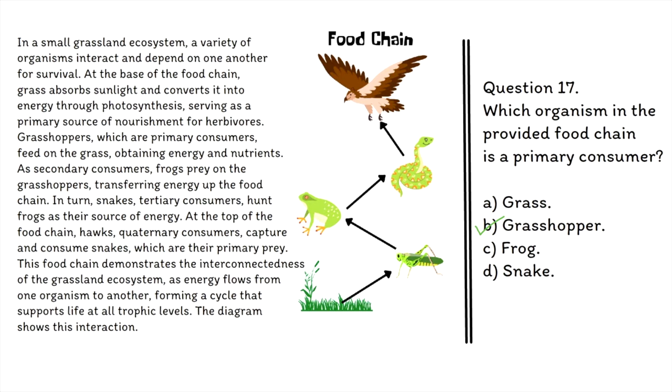Producers convert sunlight into energy through the process of photosynthesis, and primary consumers consume these producers to obtain energy and nutrients.